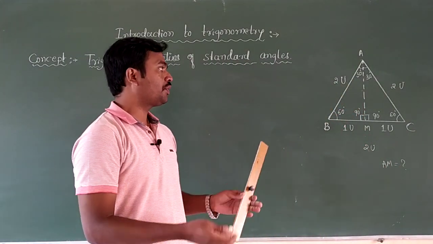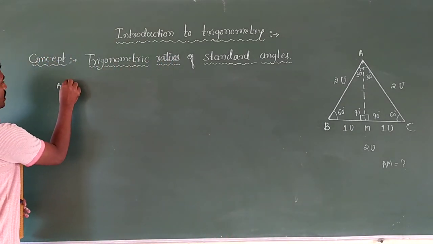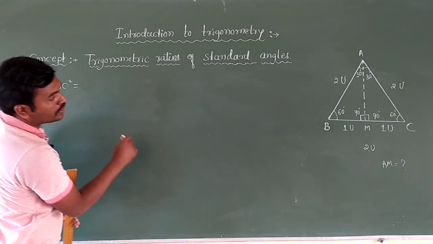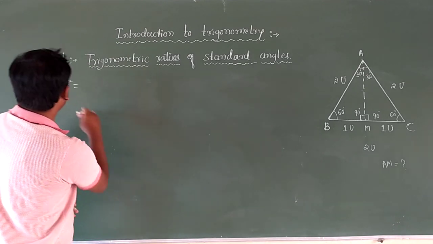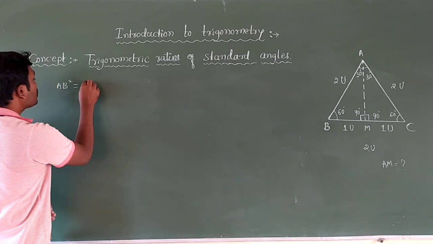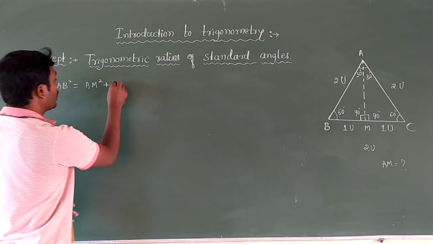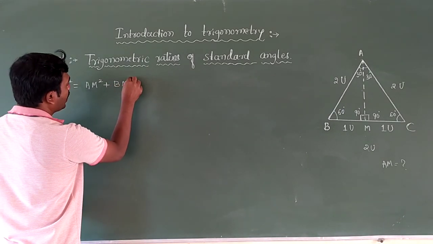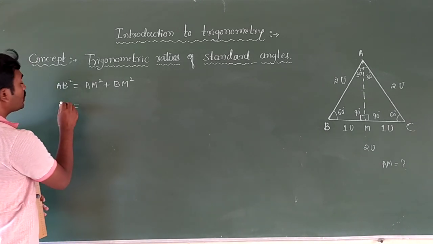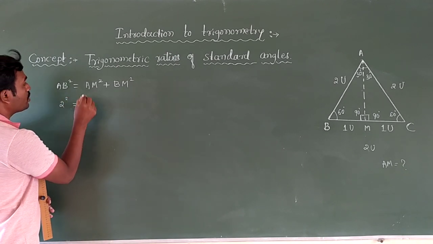To find that, again we have to use the Pythagoras theorem. AB square is equal to AM square plus BM square. AM square we do not know, that is what we have to find out. AB square is equal to what here? 2 square.